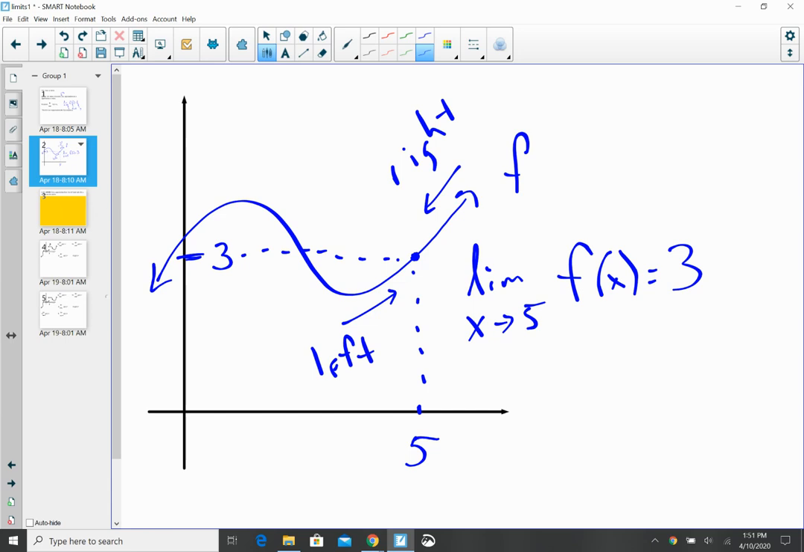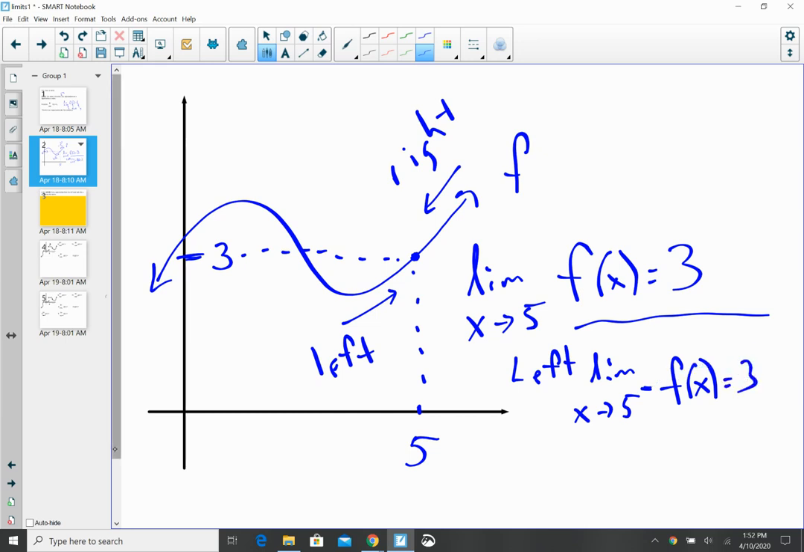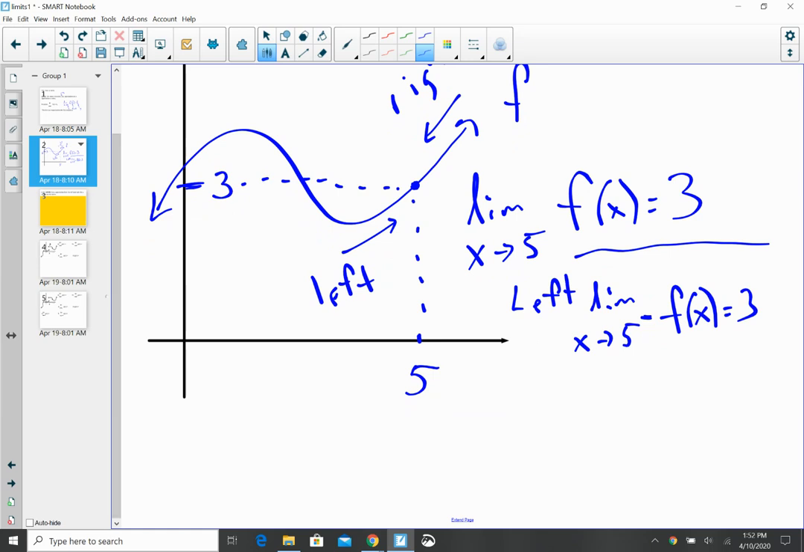Now, if I was talking about the left, the notation I would use would be the limit as x approaches 5 with this little minus sign. That's the notation for the left, I should say. So as I approach 5 from the left, f of x equals 3. Let me give myself some more space here.